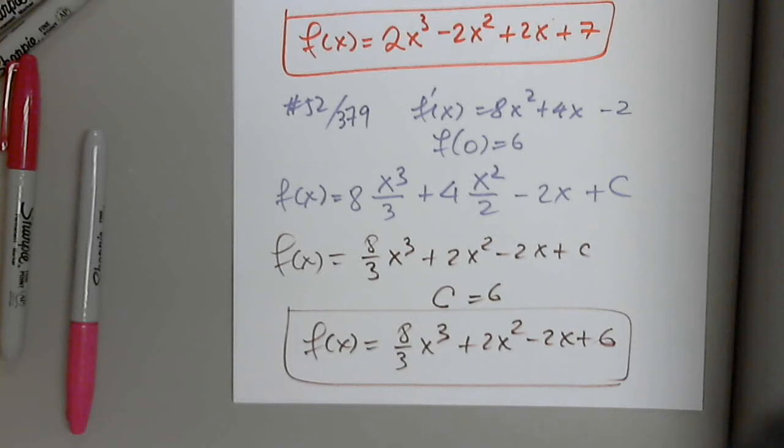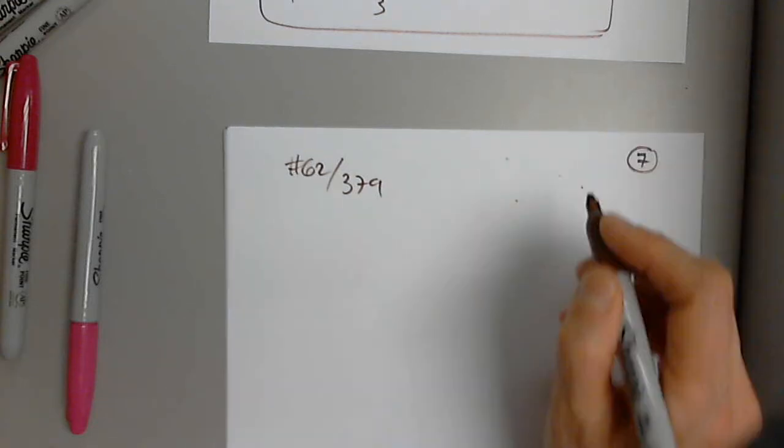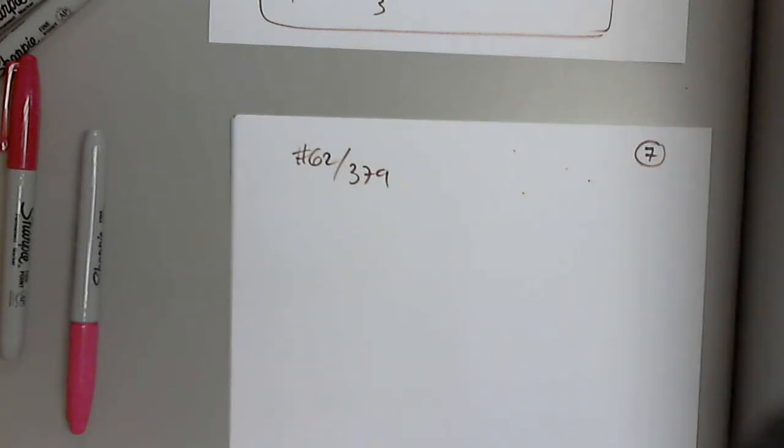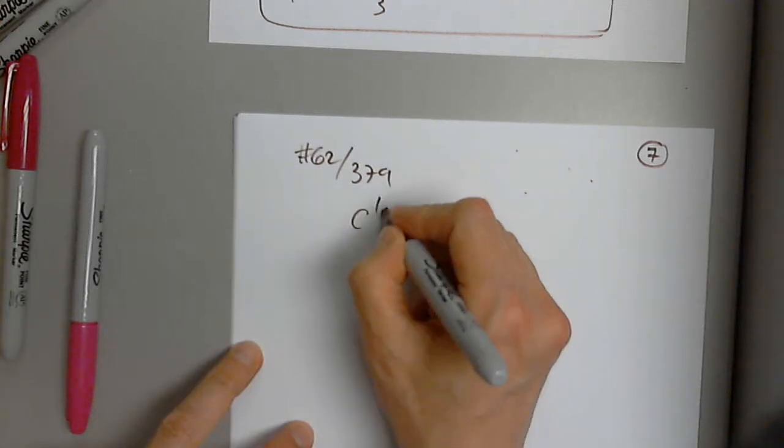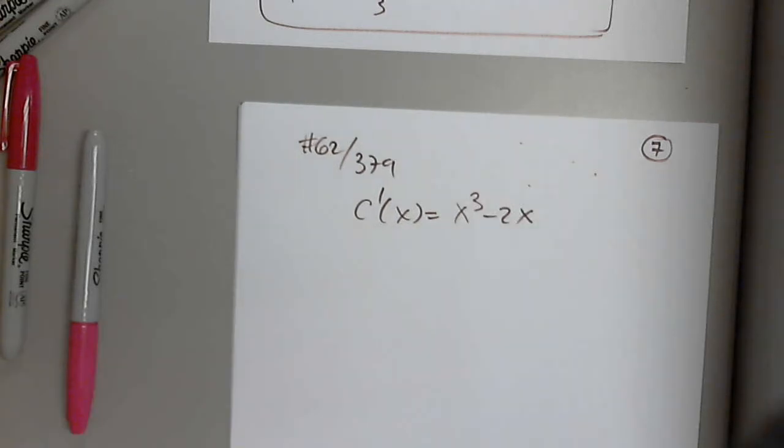I'd like to look at a word problem. Total cost from marginal cost, 62 on 379. And then I'll explain the notation we will be using moving forward, but not before I explain what it is. Okay, so let's read the problem, but let me copy the marginal cost, x cubed minus 2x. Okay, let's read it.